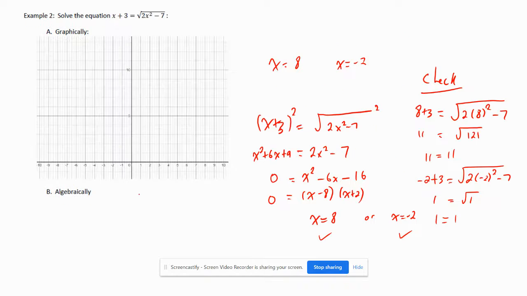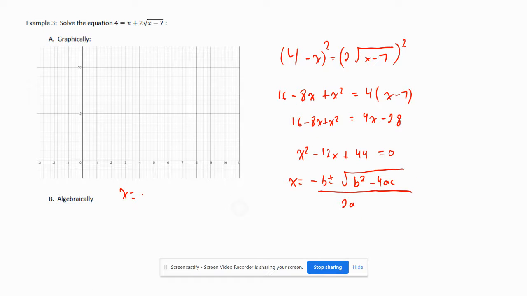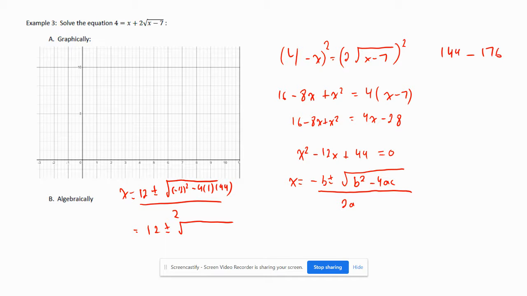So we get 12, negative 12 is positive 12, plus or minus square root of, we get 12 squared, minus 4 times 1 times 44, all over 2, which is 12, plus or minus square root of, so we get 12 squared is 144, 4 times 44 is 176. So 144 minus 176 is negative 32 over 2.